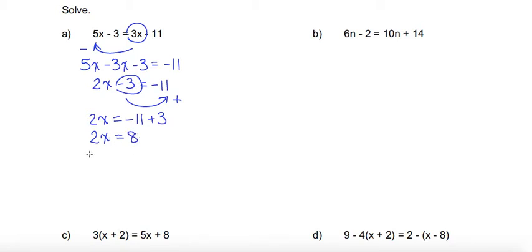Now I'm going to divide both sides by the coefficient in front of the x. 2 divided by 2 is 1, so I'm left with x, and 8 divided by 2 is 4. So now I have a value of x is equal to 4, and that is the value that when I substitute it back into the equation, this statement is going to be true. So the left side will equal the right side.